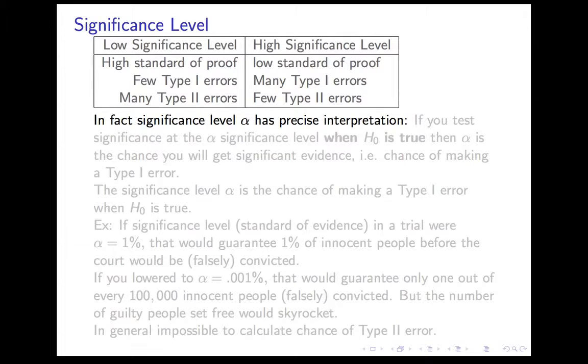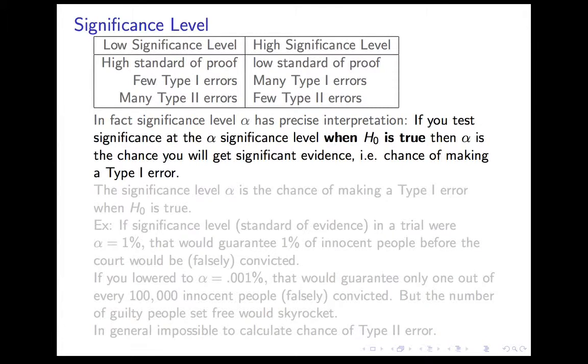The significance level is controlling the standard of evidence, which is controlling a trade-off between type 1 and type 2 errors. And that's why you set your significance level based on your situation, the relative dangers of type 1 and type 2 errors. But the significance level has a precise interpretation in terms of that.